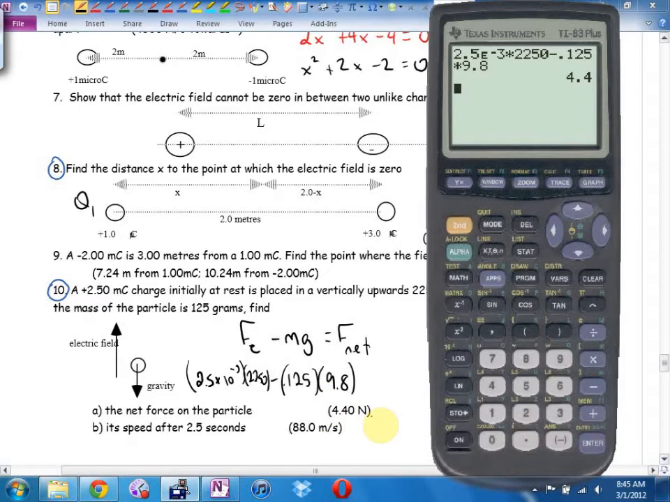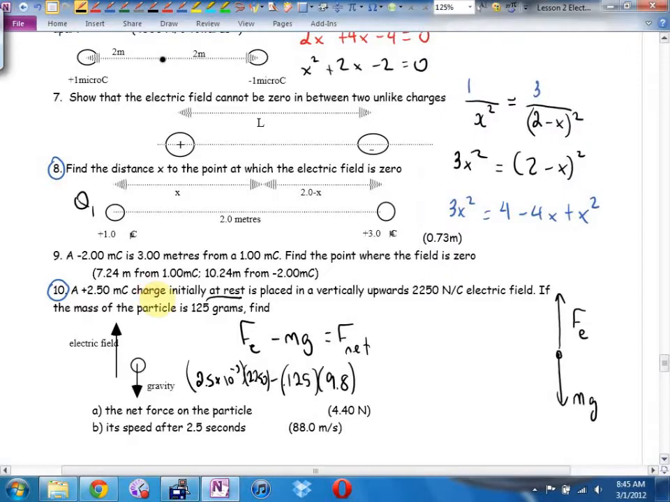Do you know that's the net force? Do you know the mass of the object? Say yes. Could you then find the acceleration? Divide this by 0.125. There's my net acceleration. And VI is zero. There's A. There's T. Find V final. VF equals VI plus AT. It's going to be that times 2.5, because VI is 0. There's 88 meters per second. Nice little review of several units. Here's why I kind of like that question. I'm not saying I like that question, I'm just saying, nice review, some good stuff.